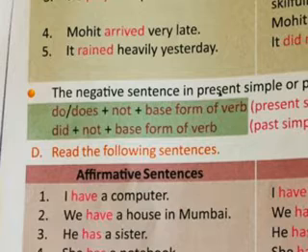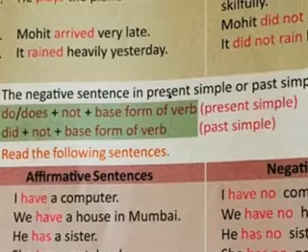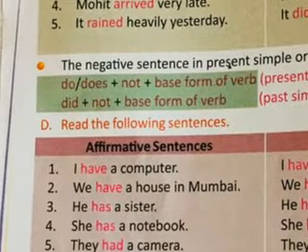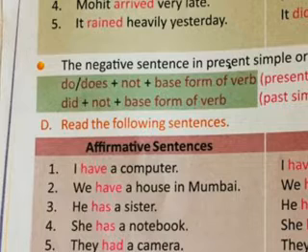Which form? First form, right? So he does not play the piano. Next you can see these are second forms. Mohit arrived very late. Arrived is the second form of arrive.